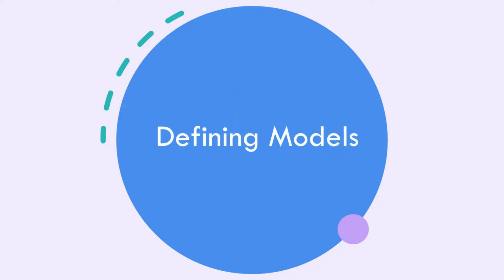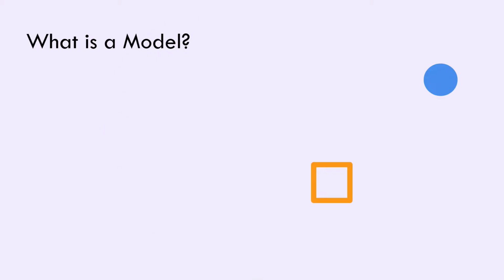Defining models. What is a model? A model is a representation. A model is a simplification of the real world. A model is a depiction. A model is an ideal type.